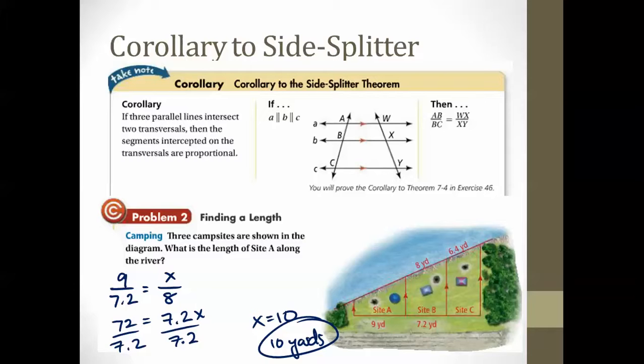Alright, so look at this model of three campsites here. 3 campsites are shown in the diagram. What is the length of site A along the river? Well, we're going to use the corollary here. So you can see we can compare site A and site B. We know that 9 over 7.2 will be equal to x over 8. So we cross multiply, we get 72 equals 7.2x. So our missing length is 10, and our units is yards. So the length of site A along the river is 10 yards.